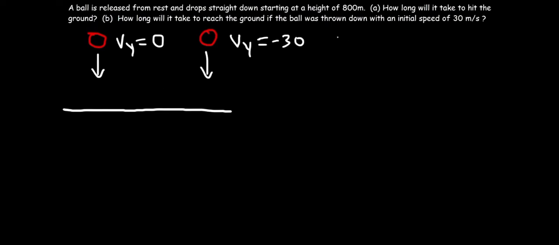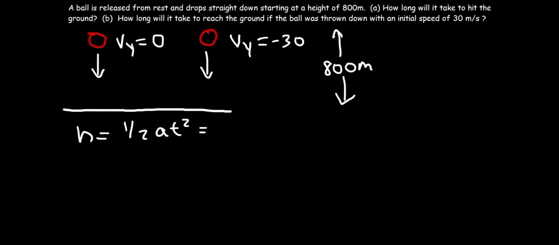In each case, the height is 800 meters. So what can we do to find the time it takes for it to hit the ground? In the first example, you can simply use the equation h is equal to 1/2 at squared. h is 800, the acceleration is 9.8, and we can solve for t.